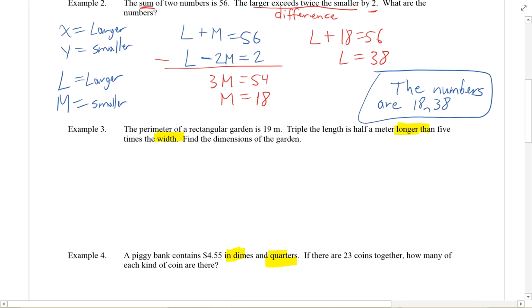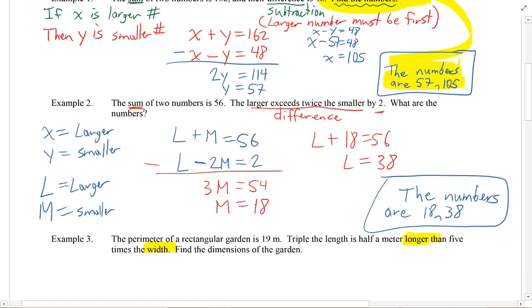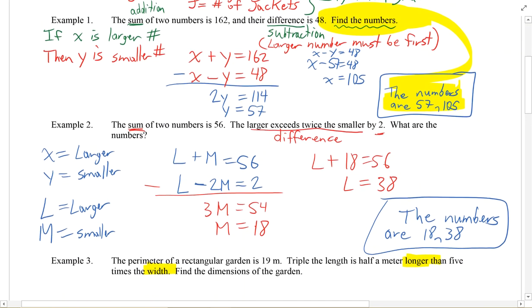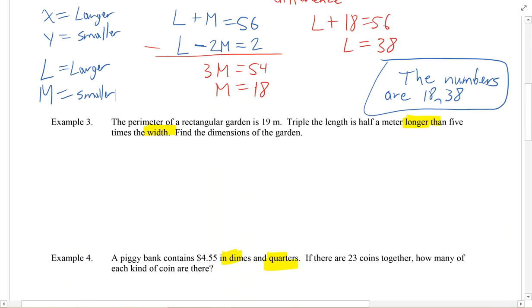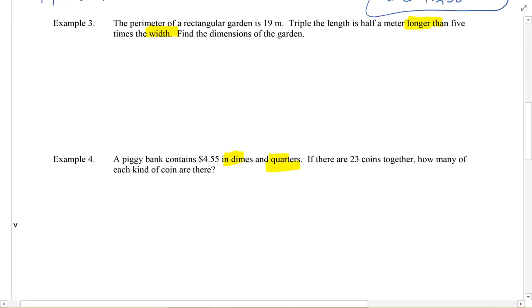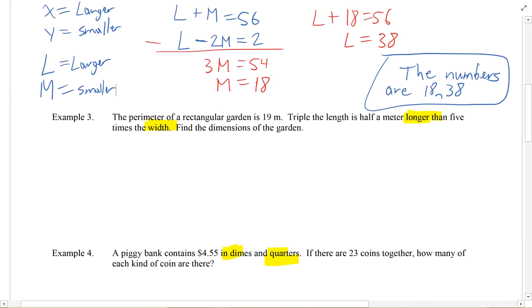Okay, classic here. This is a classic. Now, just so you know, on your test, you're going to have one question like example 1 and 2, one like example number 3, and one like example number 4, right? Those are the ones that I have on the test. So the perimeter. What do you know about the perimeter of a rectangle?